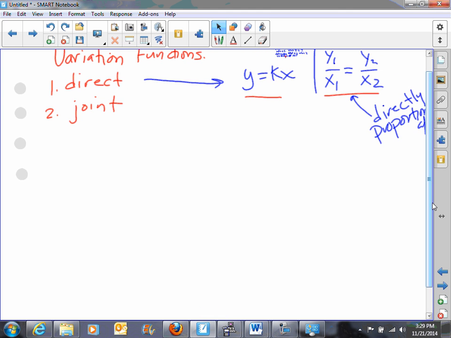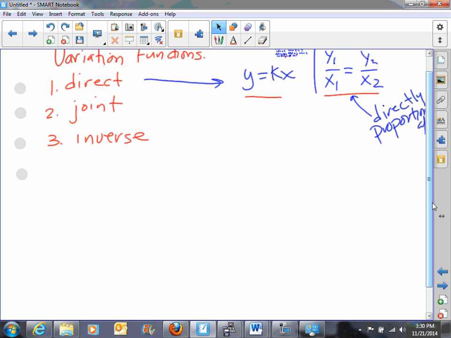Now, the third type of variation that we get is inverse variation. It's here someplace. I didn't lose it, did I? Well, let's just put it in again here. 3, inverse variation. Okay, now, inverse variation is as one quantity goes up, the other goes down. That's why we call it inverse variation.